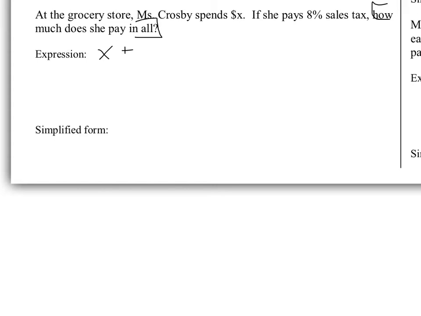Giselle. 0.08 times the amount that was on the bill. Is there any way to simplify this one? Kip yes or Kip no. Is there any way to simplify this one? Ayla, how can I simplify this?